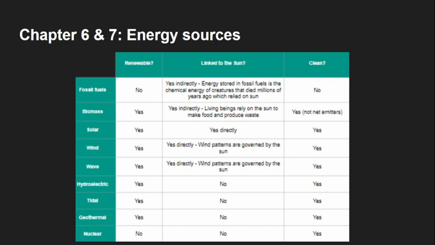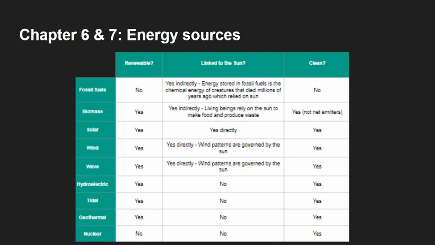It's important to remember that when we say clean, we're talking about carbon dioxide, carbon monoxide, nitrous oxide, sulfur dioxide emissions. For most of the sources that we see here, we will not be having these emissions, whereas with fossil fuels, we do have these emissions. That's why they're not clean.